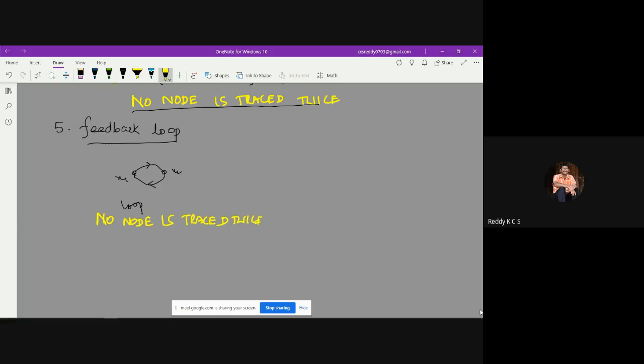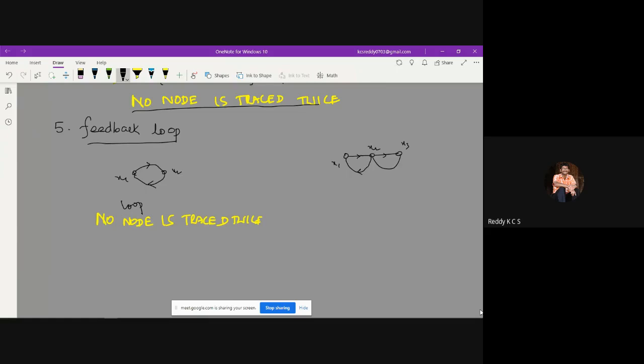If I take an example here, say for example, I'll draw one block diagram here. So this is x1 and x2, say x3, and I have drawn a signal like this.